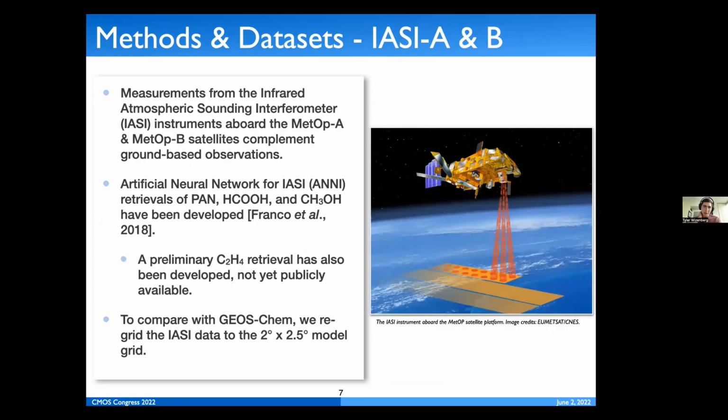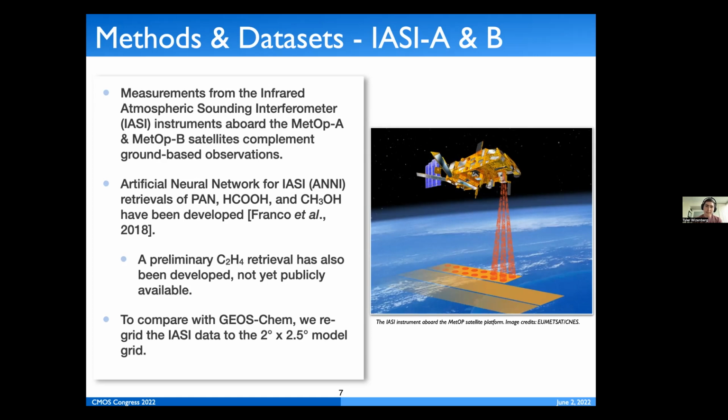So to complement our ground-based observations, I also use measurements from the IASI instruments aboard the MetOp-A and MetOp-B satellites. And recently, they've been developing artificial neural network retrievals for IASI, known as the ANN retrievals, for a bunch of different VOC species, including PAN, formic acid, methanol.